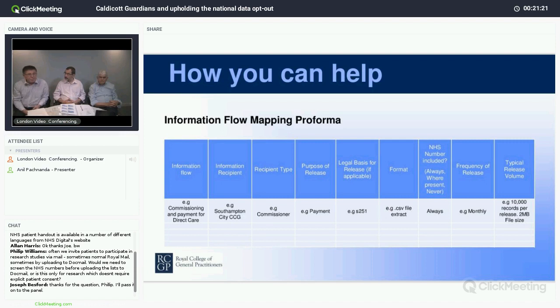And obviously we've then got to look at solutions, whether or not those flows could be brought into the scope of the GP system, or whether we need to be dealing with you directly to get the solution working for you independently of the system. And then looking at whether the NHS number is included in those data flows and how frequently you disseminate that data, and what's the typical volume involved in those releases.